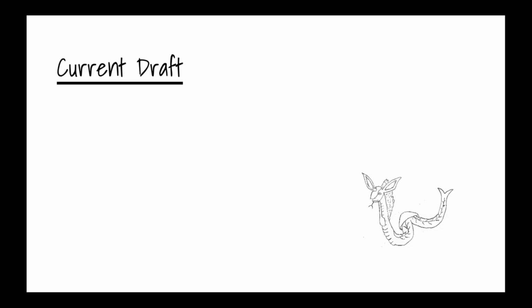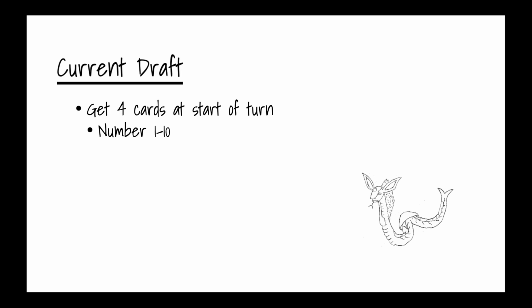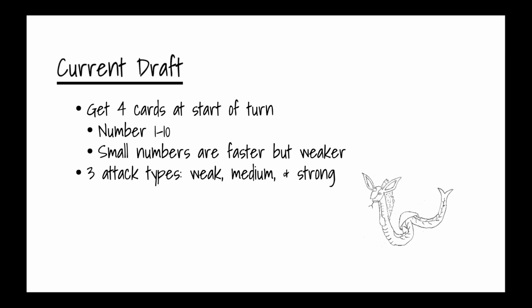At the start of the game, you get 4 cards labeled 1 through 10. I picked cards so there would never be a tie. I figured most people have a deck of cards, so that didn't seem unreasonable. Small numbers go first, but big numbers are stronger. I also simplified the system so that there was just weak, normal, and strong actions. The extra details turned out to just not be worth the complexity.